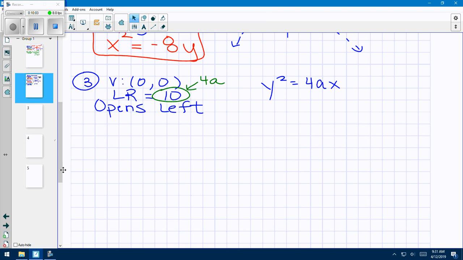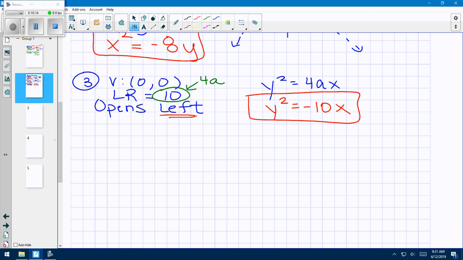However, the last thing you have to really keep track of is that if I'm opening left as opposed to opening right, we know that 4a in the equation should be negative. So you should have for this one y squared equals negative 10x. It's a pretty easy substitution. However, just don't forget that we're paying attention to, based on the way it opens, 4a sometimes is positive and sometimes it is negative.